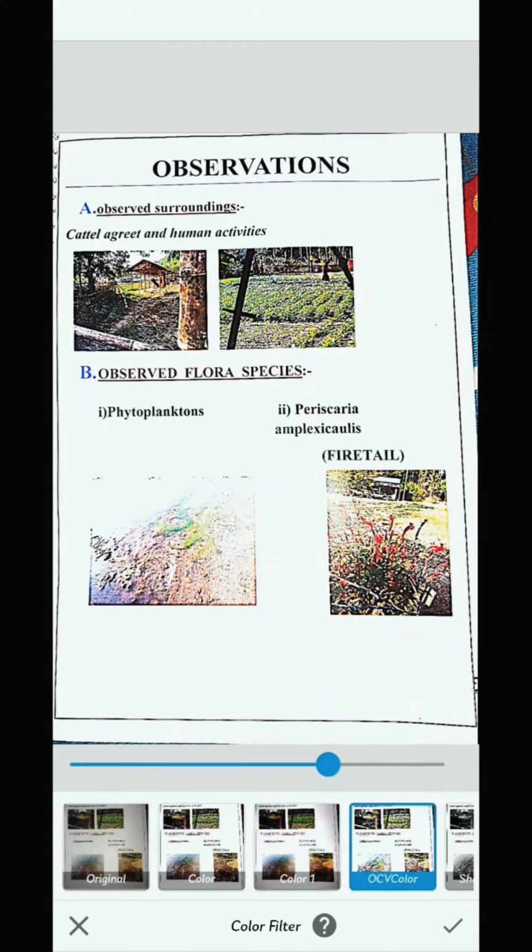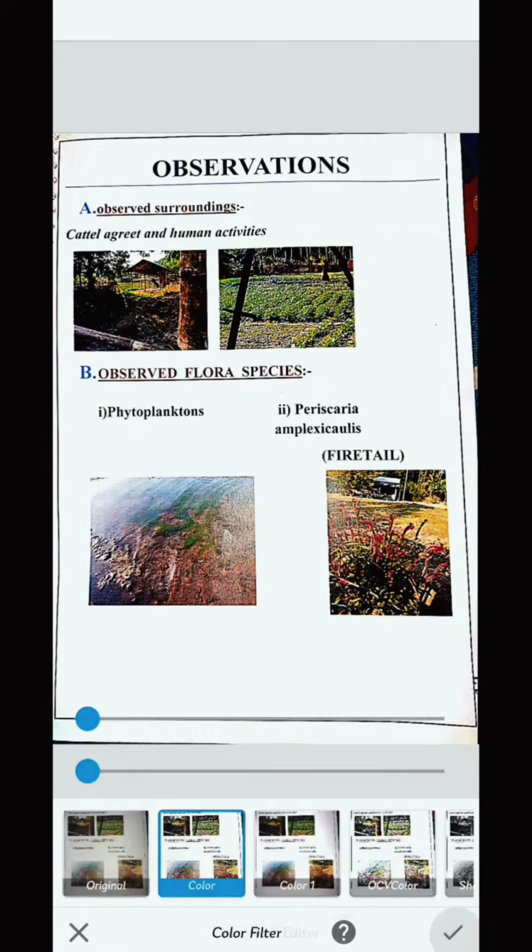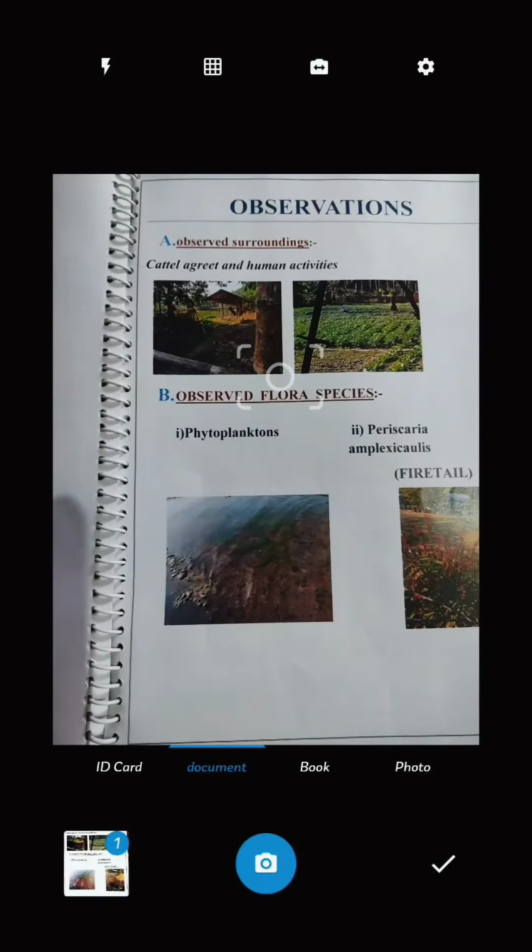So if you are writing with a blue pen, then OCV color is best, and if you are writing with black pen, then tap on color. That's it. Then tap on right again. Now we have to tap back. So here it is done.